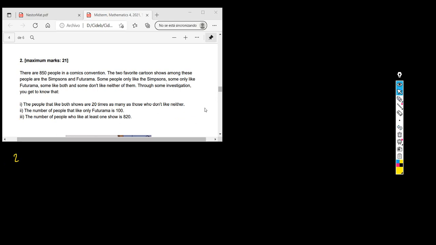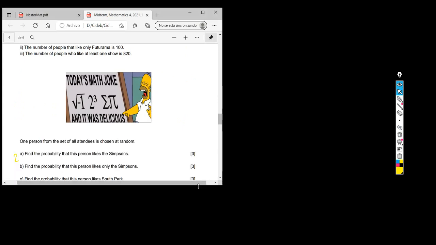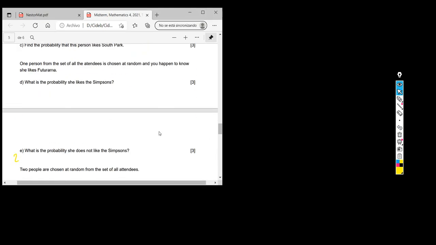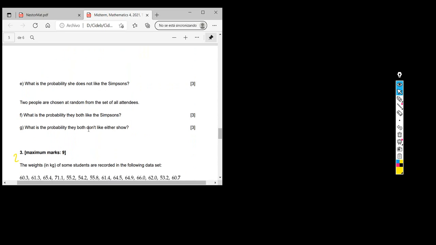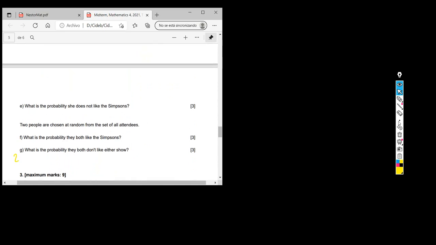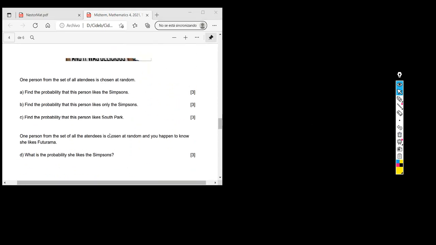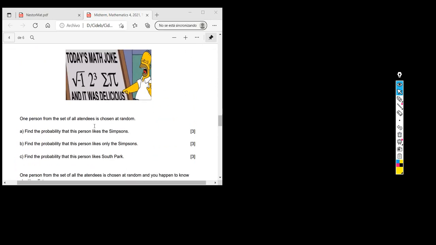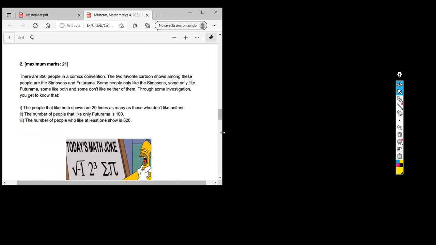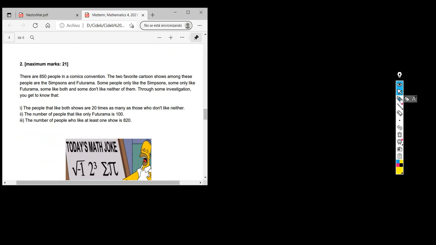Now that you know that, I'm gonna ask you a series of questions. How many questions? 7 questions. A through G. Okay. So the first question is this: find the probability that if you choose one person from the set of all attendees at random, this person likes The Simpsons. How do I engage this problem?